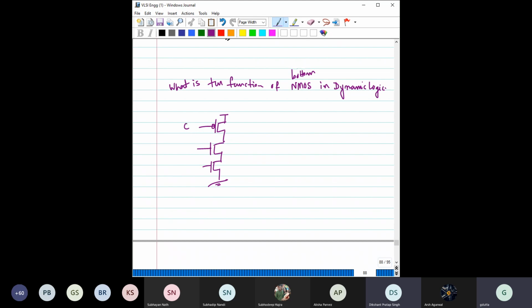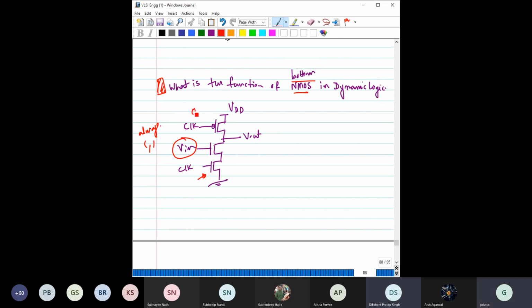This is a PMOS, so this is clock. This is clock, this is output, this is input, this is VDD. Right? So this is the question: what is the function of this bottom NMOS in the dynamic logic? Now say this transistor, or this input, is from the beginning itself 1, always 1. Now what will happen during pre-charge?